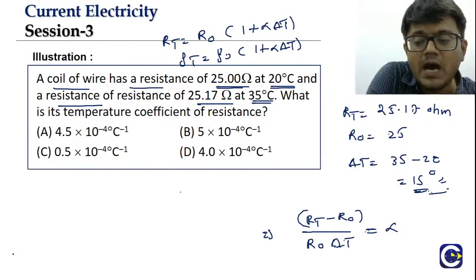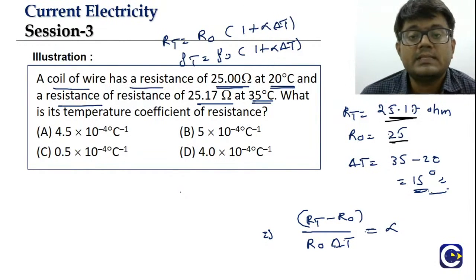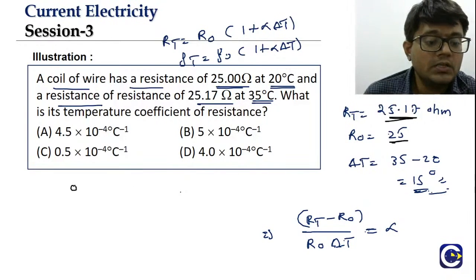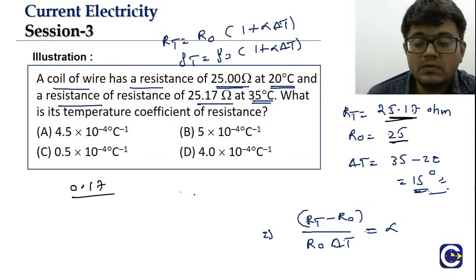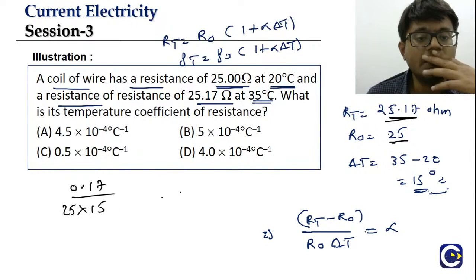Check, RT minus R naught. Look here, what is RT? 25.17 minus R naught, which means minus 25, will give 0.17. What is R naught? 25 into delta T, look, 15. Okay, so what is this, like what?